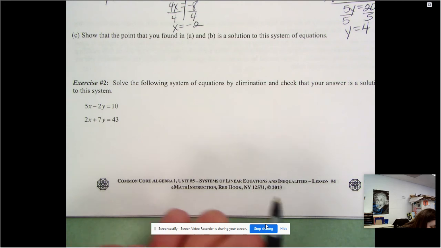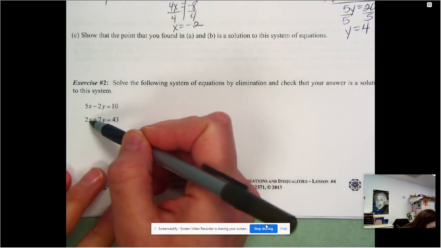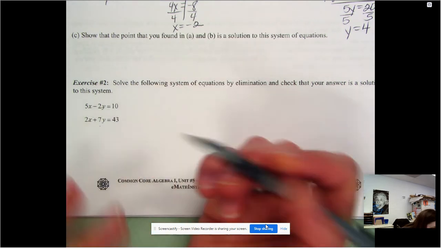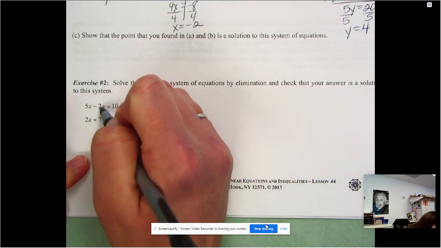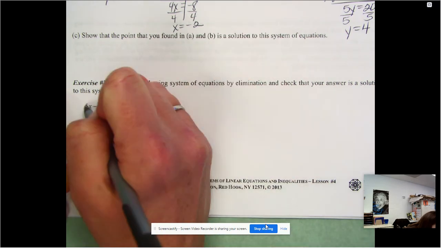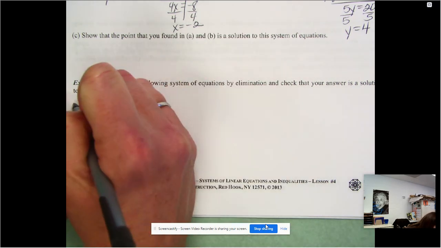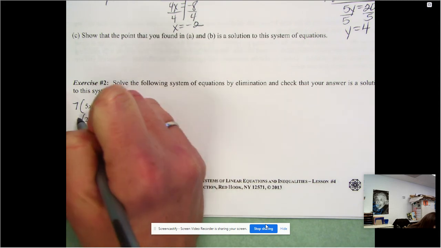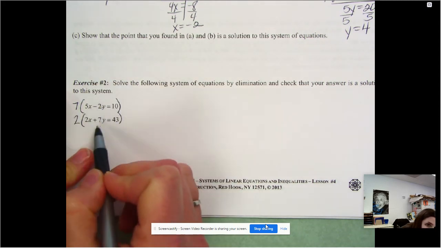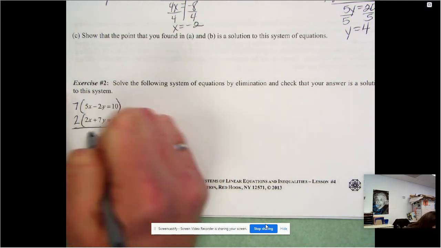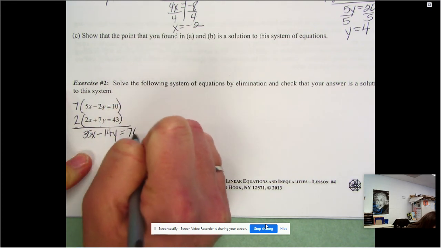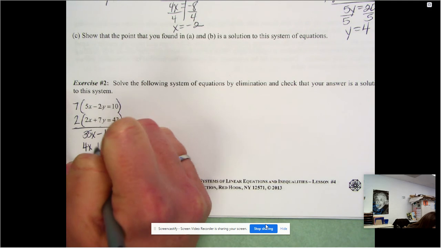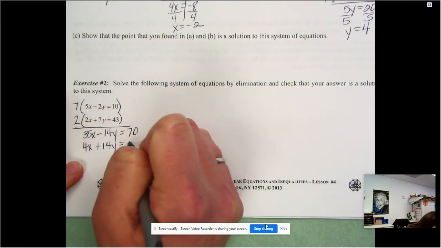Okay, so we're going to solve by elimination. I don't have opposites as my x's or my y's, so I just basically need to choose. And what I do could be totally different than what you did. I am going to play with the fact that these were already a positive and a negative. So I'm going to multiply this top one by 7, and I'm going to multiply this bottom one by 2. I'm hoping to get opposites for my y's. So I'll end up with 35x minus 14y equals 70. And 4x plus 14y equals 86.